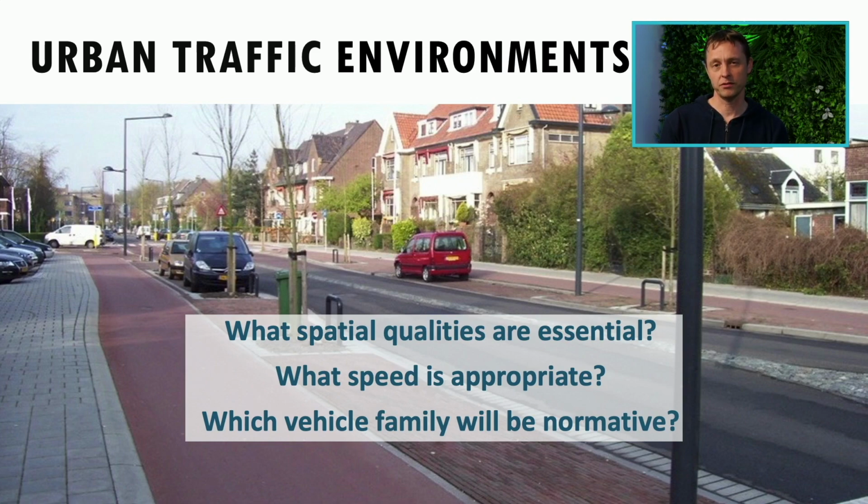So we always have to ask ourselves three questions. One, which spatial qualities are essential? What speed is appropriate with that? And which vehicle family, so one of those colors you saw in the diagram, is normative for the design? And it doesn't mean that other vehicle types or families are not allowed. It just means that there's one vehicle type that's normative for the design in the next stage. And maybe it's best to demonstrate this by some examples.